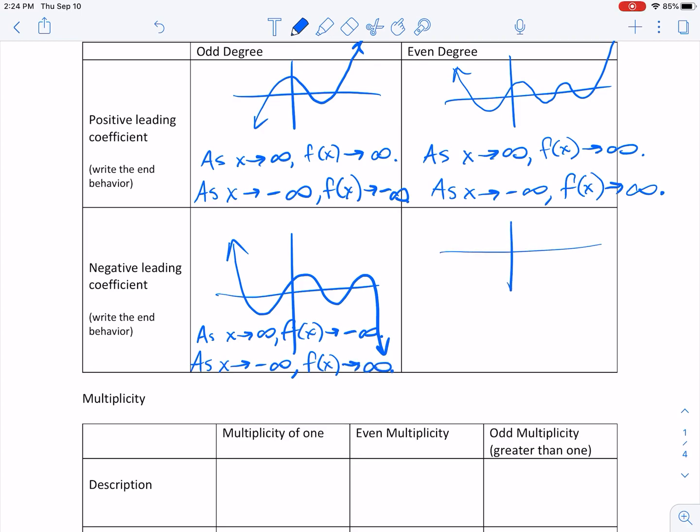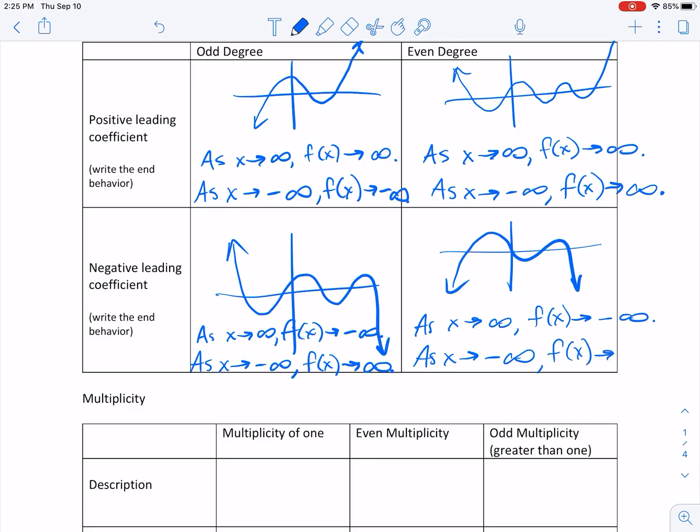An even degree would do something like that. Okay, so as x goes to positive infinity, f of x goes to negative infinity. As x goes to negative infinity, f of x goes to negative infinity.